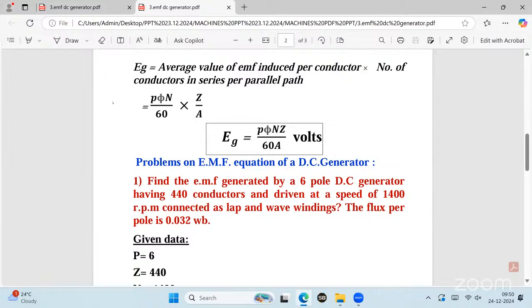Having 440 conductors and driven at a speed of 1400 rpm, connected as lap winding and wave winding. The flux per pole is 0.032 Weber. This is the design of the problem.